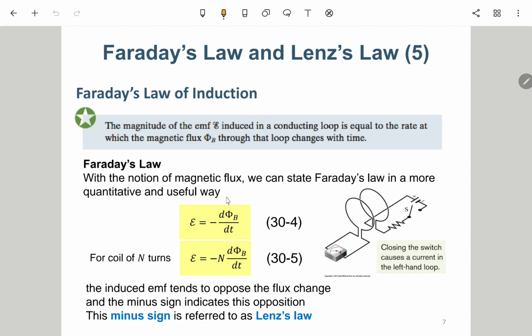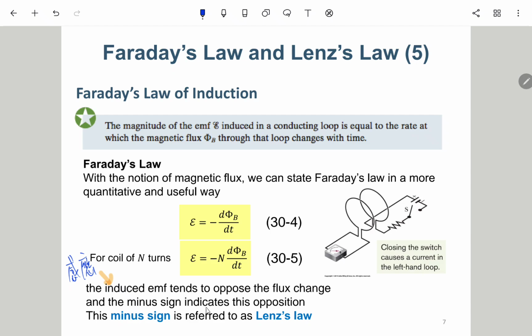This is the derivative of the magnetic flux with respect to time, and then we take the minus sign. We induce EMF. Induce, in Chinese 感应, means induced EMF, or induced current. For a coil of N turns, if we have N turns rather than a single turn, then E equals negative N d Phi B dt. Nothing special here.